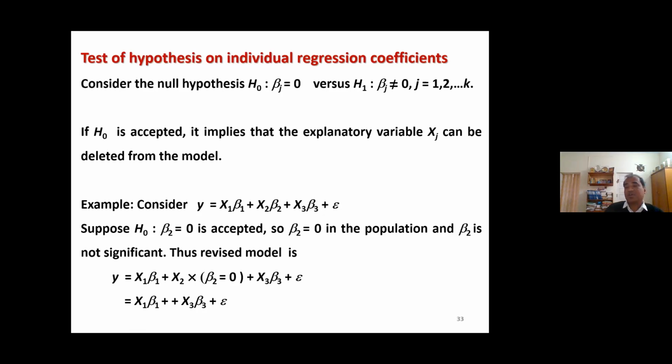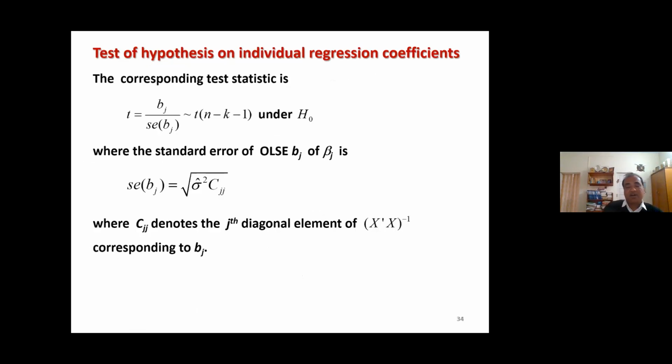So this is how you can choose the important set of variables. Right, now the question here is: how do you test this hypothesis? For that, I am just showing you here that we have a t statistic, which is given by Bj, that is the jth value of the regression coefficient from the sample, divided by the standard error of Bj.